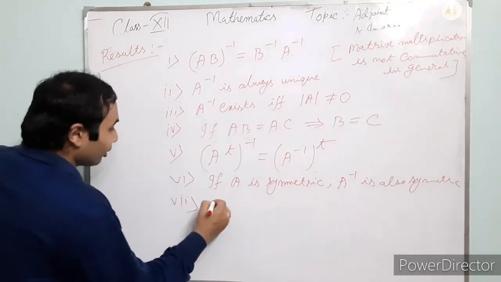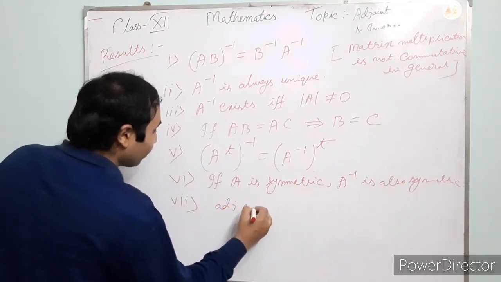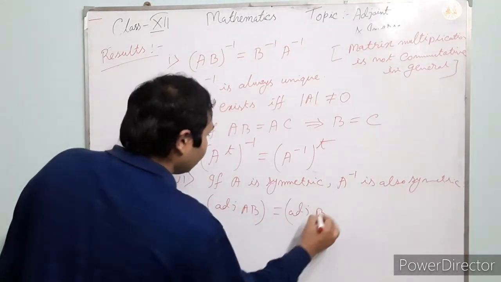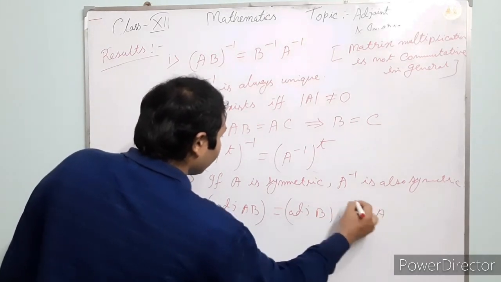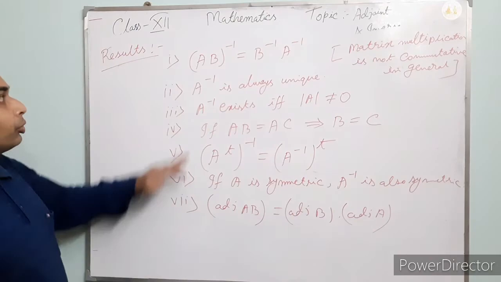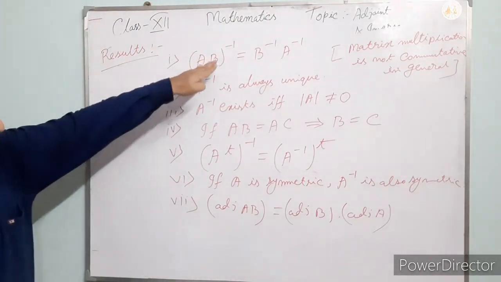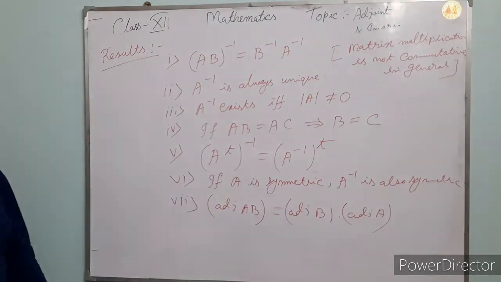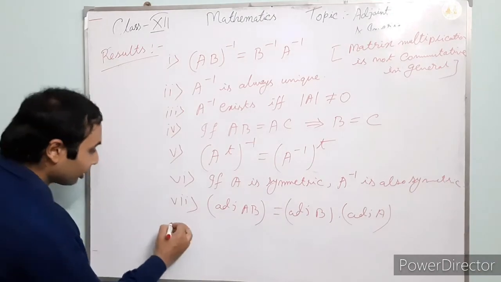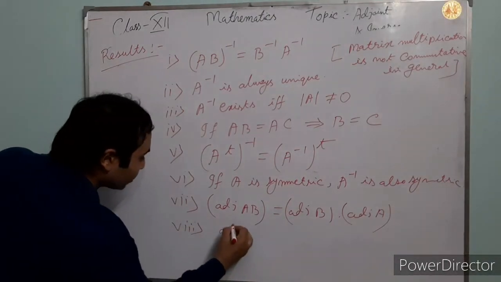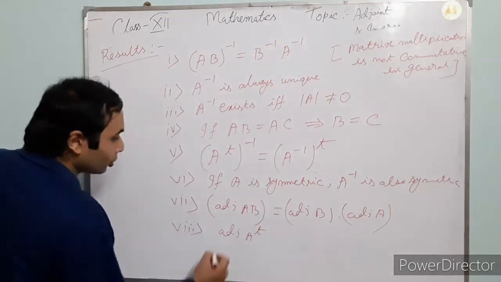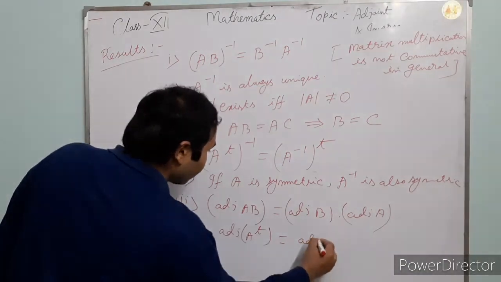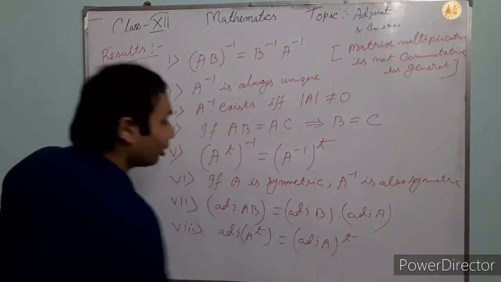Number 7, adjoint of AB is equals to adjoint of B into adjoint of A. The same rule as regarding the inverse: it is also coming in the reverse way, and for adjoint also it is coming in the reverse way. Number 8, adjoint of A transpose is equals to adjoint of A whole transpose.